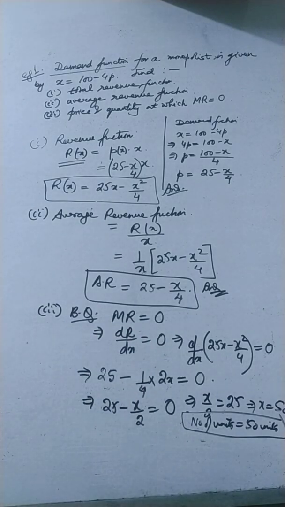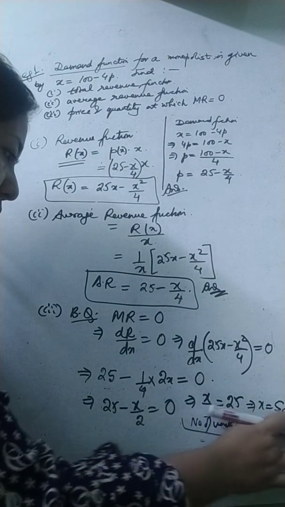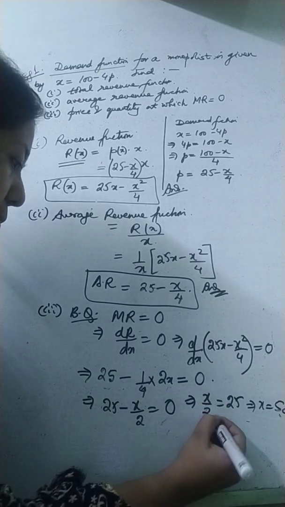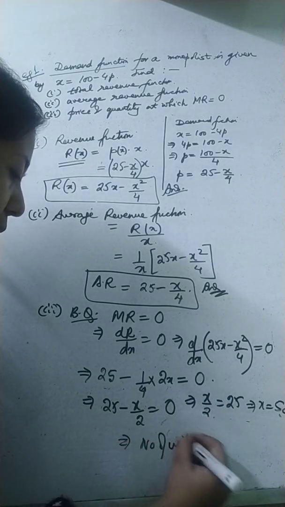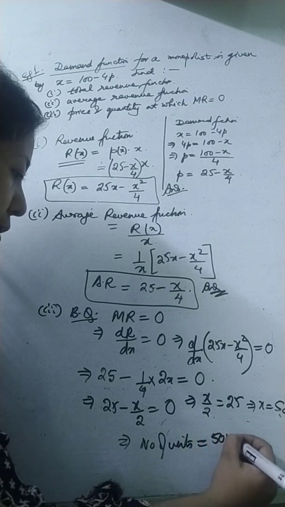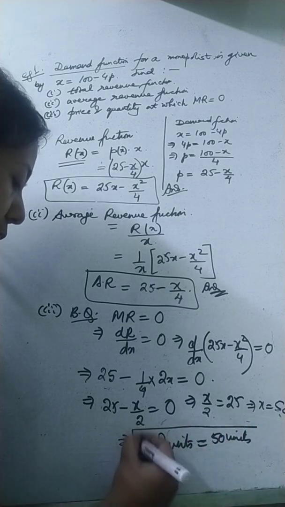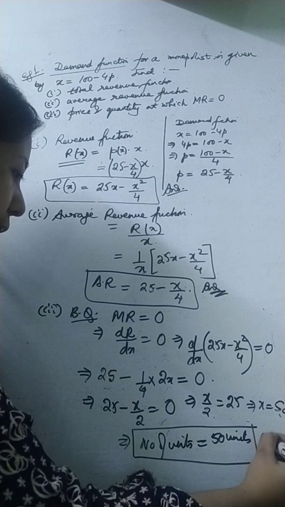Next comes the quantity. The price. This is your quantity. So it's overlapping over here. Sorry, I think you write it separate. Which means number of units is equal to 50 units. So this is the quantity that they are asking for.